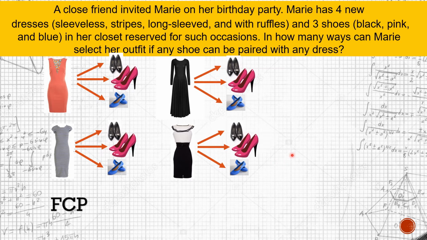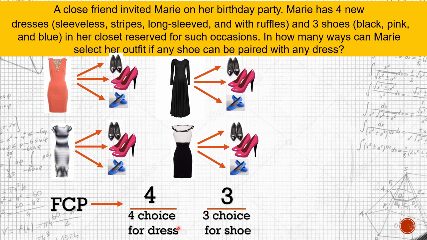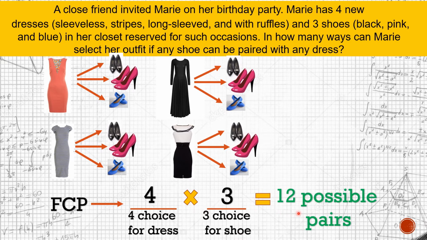Using fundamental counting principles, kailangan nating i-identify kung ilang beses siya pwedeng mamili ng dress or ilang beses siyang pwedeng mamili ng sapatos. And then, multiply lang natin yan, then that will be equal to 12 possible pairs. So, using tree diagram or using fundamental counting principles, we can be able to solve na 12 possible pairs yung pwedeng gamitin ni Marie sa pag-attend ng birthday party.